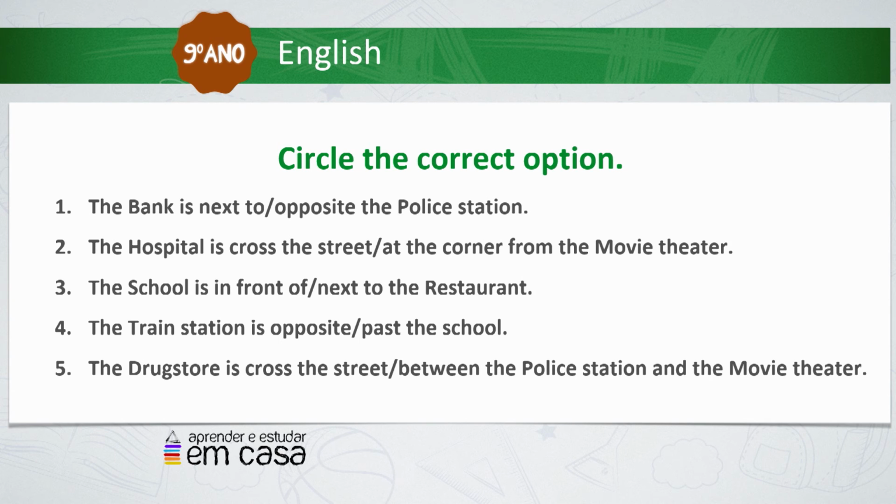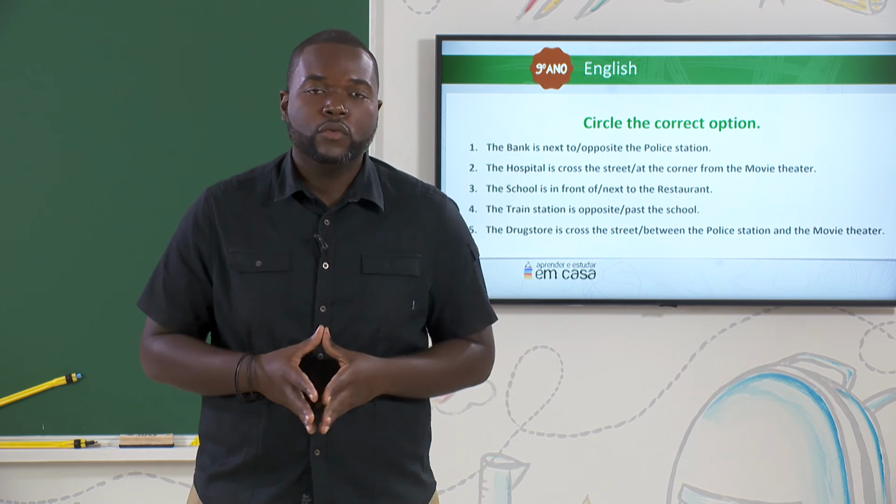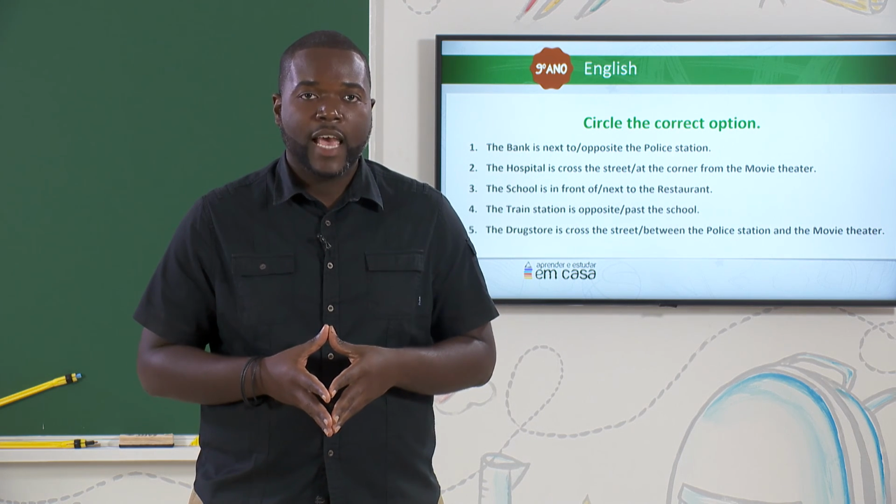Sentence number 5, the drugstore is across the street or between the police station and the movie theater. Where is the drugstore located? Is it across the street or between the police station and the movie theater? Once again, look at the map and circle the correct option. Well, students, there you have it. That was today's homework for our next class. But we are not finished yet. Let's review what we learned in today's class.